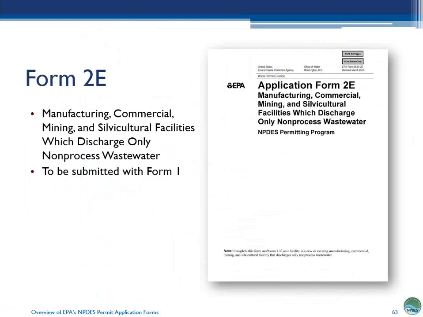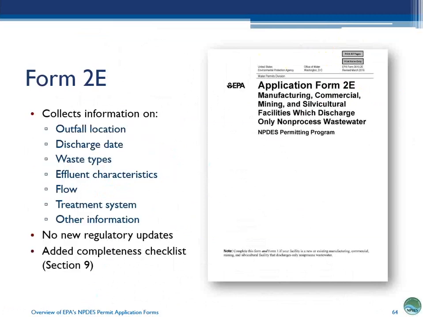Form 2E must be completed by manufacturing, commercial, mining, and silvicultural operations which discharge only non-processed wastewater. Non-processed wastewater from industrial and commercial facilities includes, but is not limited to, sanitary waste, restaurant or cafeteria waste, and non-contact cooling water. Applicants submitting Form 2E must also complete and submit Form 1.